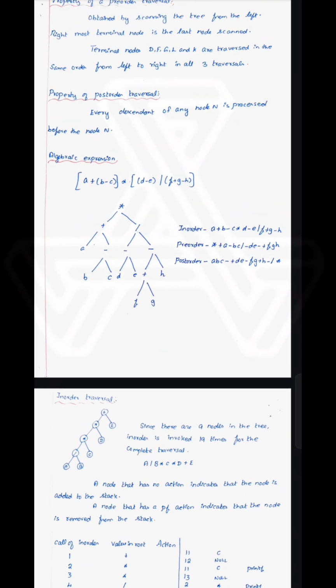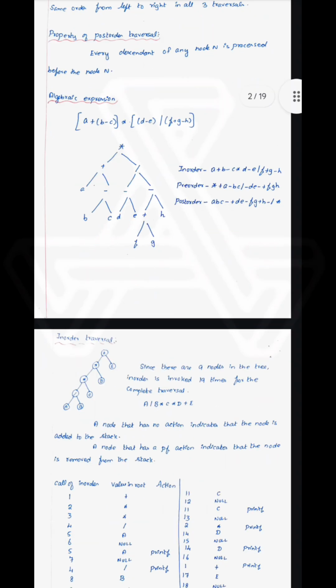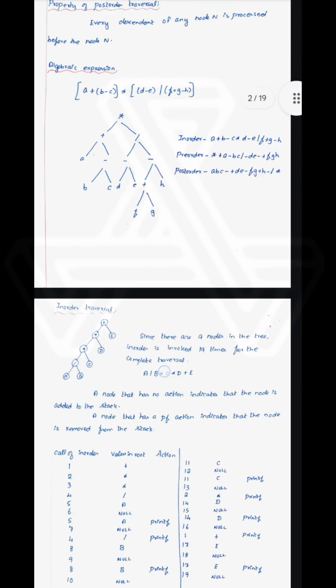Then for preorder we have the root, into A minus B C, divided by minus D E minus H F G H minus plus F G H. That is preorder. Then postorder will be A B C minus into, then D E minus, then F G plus H minus, then slash, then multiplication.